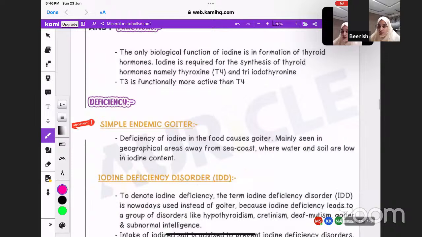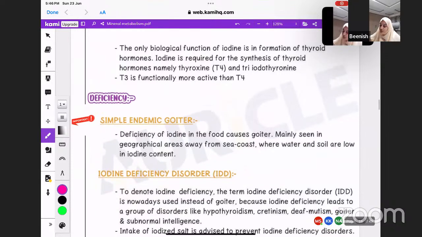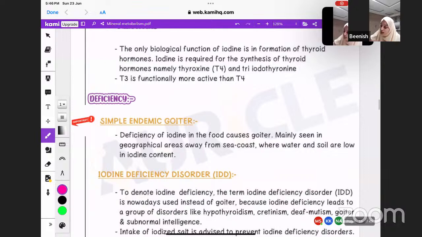Moving ahead, talking about iodine. First we'll take the functions of iodine. The only biological function of iodine is the formation of thyroid hormone. When we were studying the hormones, we had studied how iodine was involved in thyroid hormone formation. There was organification, that is, iodine was being incorporated into the tyrosine residues of thyroglobulin. So the process of formation of thyroid hormones we've already discussed. Iodine is required for the synthesis of thyroxine, that is T4, and T3. T3 is functionally more active than T4.